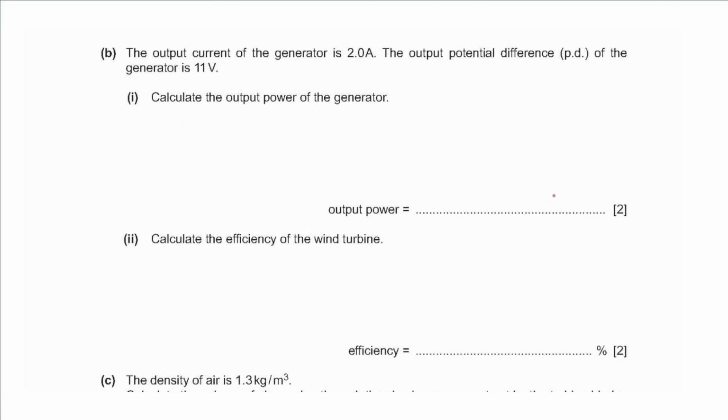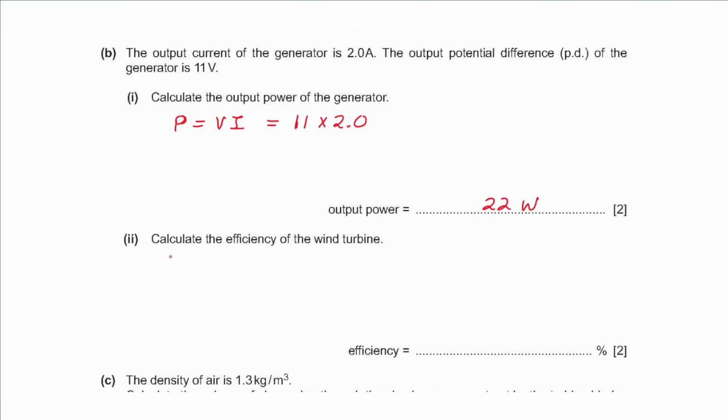Part B says the output current of the generator is 2.0 amperes. The output potential difference of the generator is 11 volts. Calculate the output power of the generator. We can use the electrical power equation. Power is equal to voltage multiplied by current, or potential difference times current. We have 11 multiplied by 2. That gives an answer of 22 watts.